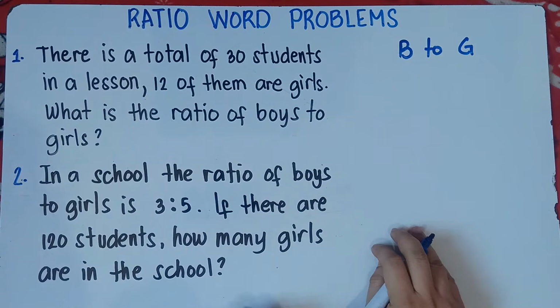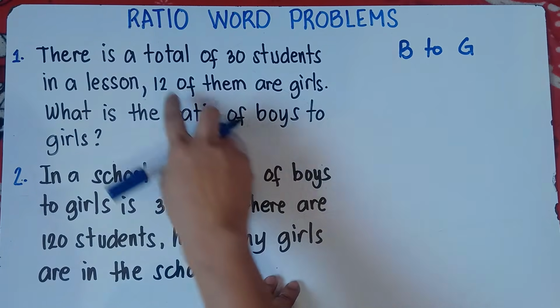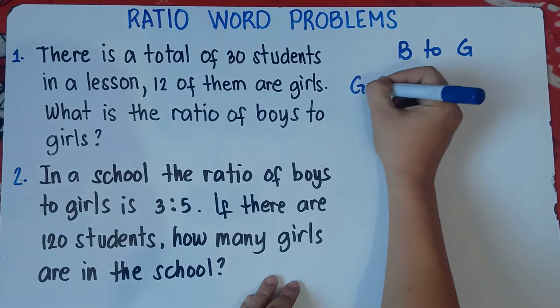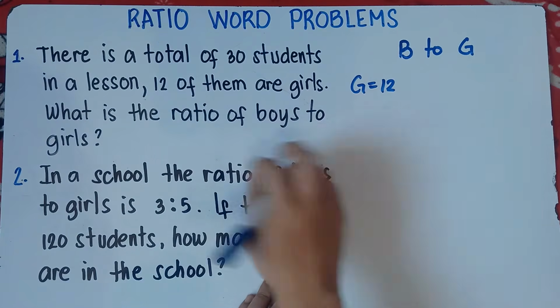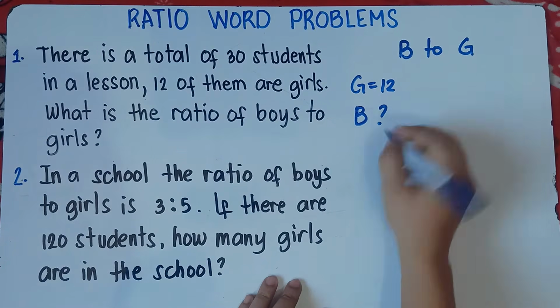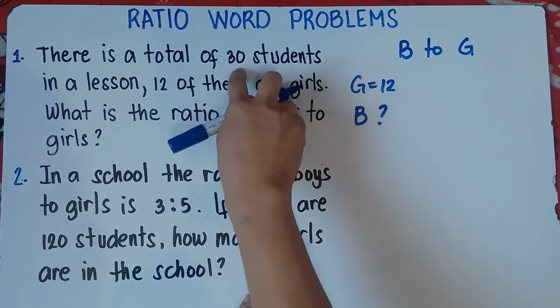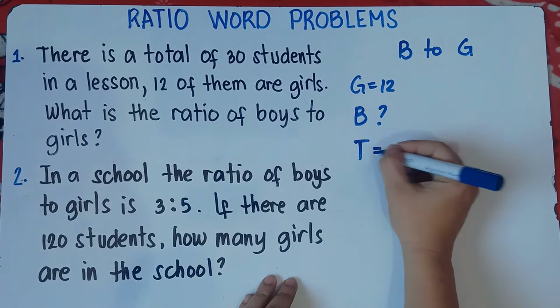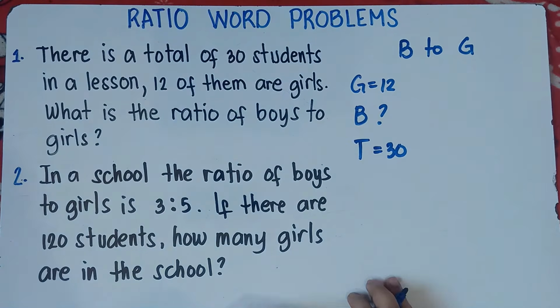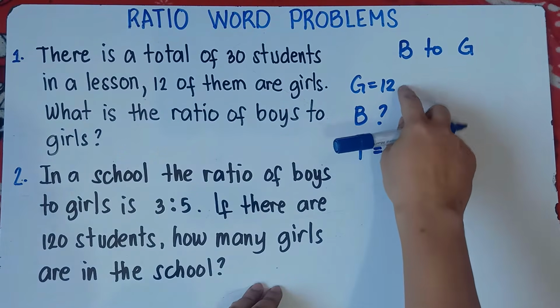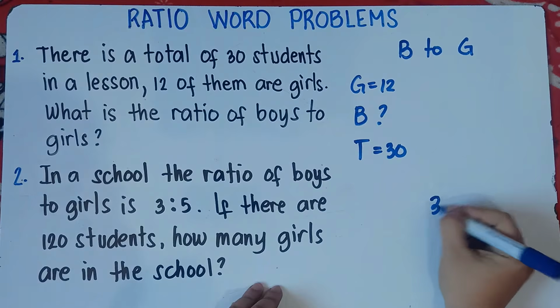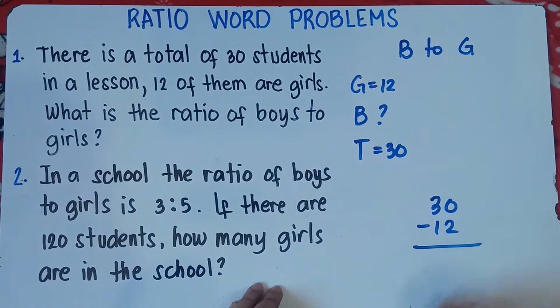Alright, so let's write down the given. We are given 12 girls, so girls, that would be 12. We don't have the number of boys, but we do have the total number of students, that would be 30. So that we can find the number of boys, we subtract this 12 from 30. So that would be 30 minus 12.